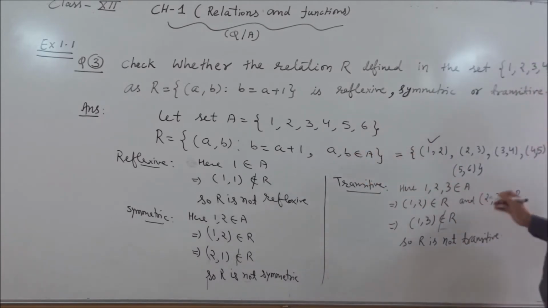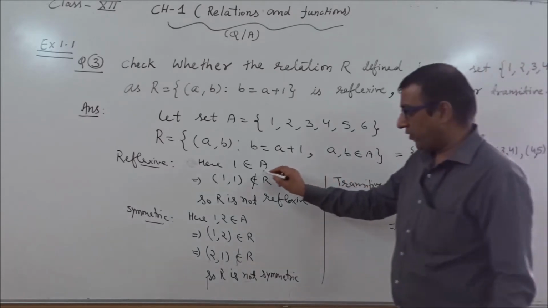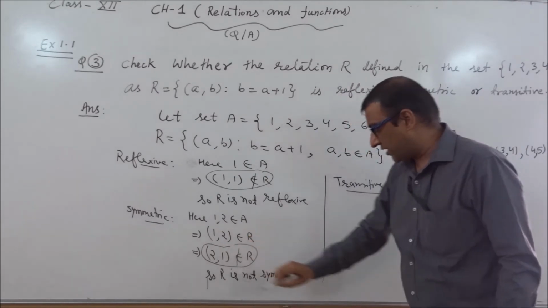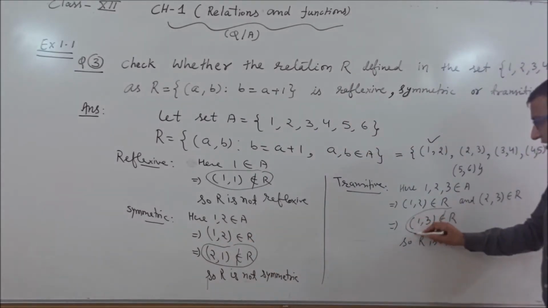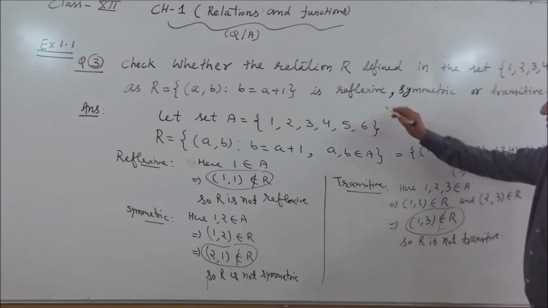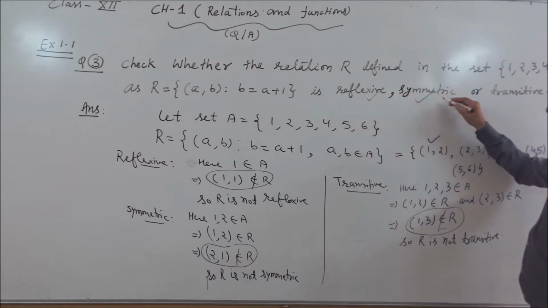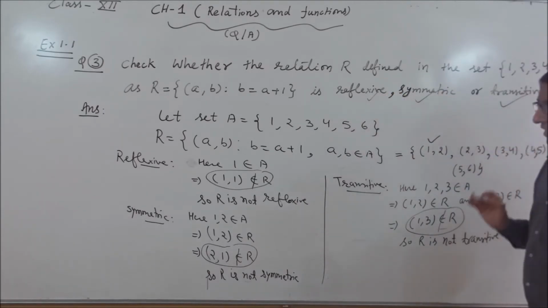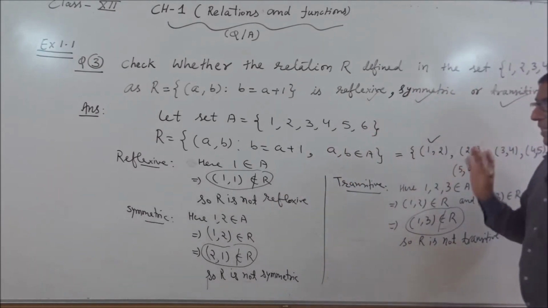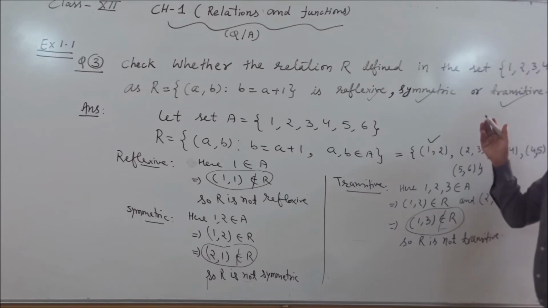So as you see here, in reflexive we are taking one element, in symmetric we are taking two elements, and in transitive we are taking three elements. If these conditions are fulfilled, if you see here, this is not a member of relation R, this is not a member of relation R, and this is not a member of relation R. These are not included in this relation. That's why we can say in such type of question, the given relation is not reflexive, not symmetric, as well as not transitive.